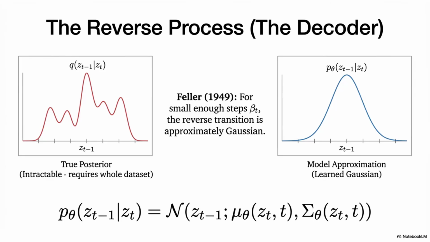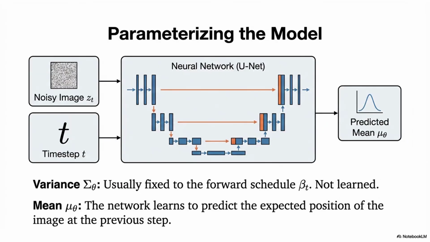The entire goal of training this model is just to get our simple, learned blue curve to be as close a match as possible to that impossibly complex red one. And the tool for this job is a special kind of neural network called a U-net. Its job is actually pretty straightforward. It takes in two things: a noisy image and the current time step t, so it knows just how noisy the image is. And its goal is to predict the mean, or the center of that blue Gaussian we just talked about. The spread, or variance, is usually fixed, so the network really only has one job: predict the center of the target. And that center just so happens to be the denoised image one step back in time.